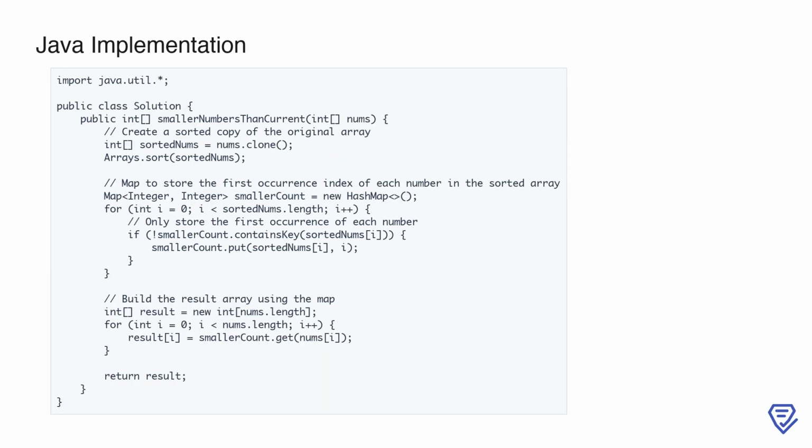This is the Java implementation of LeetCode problem number 1365: How many numbers are smaller than the current number? The logic mirrors the Python solution, using a sorted copy of the input array and a hash map to store the first occurrence of each number in sorted order. The main differences include Java's explicit type declarations, usage of Arrays.sort for sorting, and a HashMap instead of Python's dictionary. Finally, the result array is built by looking up the count for each number in the map.